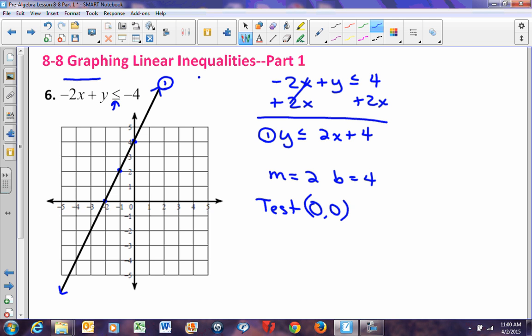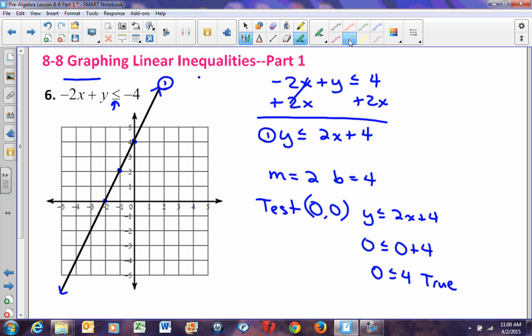In the equation y is less than or equal to 2x plus 4, I'll put in a 0 for x and a 0 for y. Is 0 less than or equal to 4? That's true. 0 is definitely less than 4, so I can shade where 0, 0 is. So I'm going to shade where the 0, 0 point is. Means I'm going to go in this entire section here. Shade that in nice and neatly, or somewhat neatly, so people can tell where my solution is.